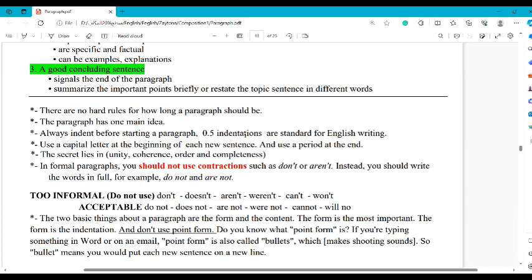But the average amount of words should be 80 to 100 words in a paragraph. Okay? This is the average size of a paragraph. It should be from 80 words to 100 words. When I want to count the words, this is one word, second word, third word, number 4, 5, 6, 7.